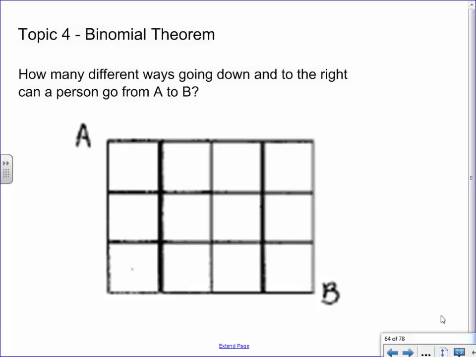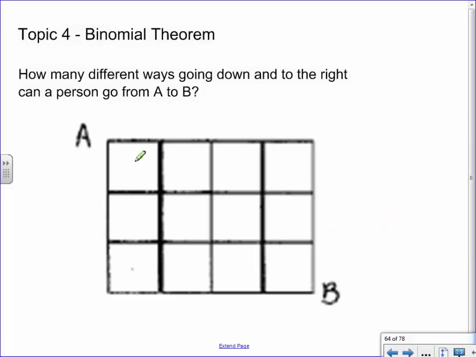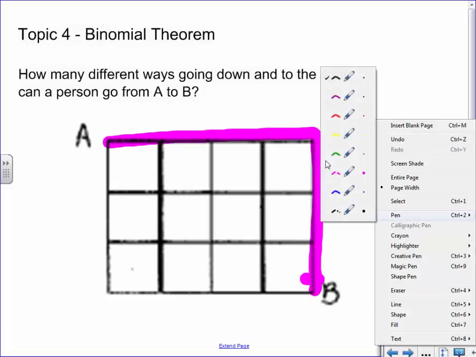We've done a question like this before. I want to start with something that's familiar before we move on to a new concept. The question was, how many ways is there to go from section A over to section B here? I can try to highlight a few of them just to remake a point. Like you could go all the way over and then down. That's one way.